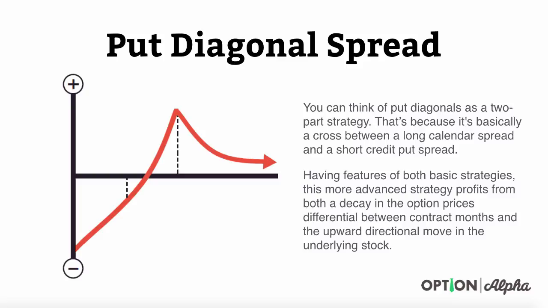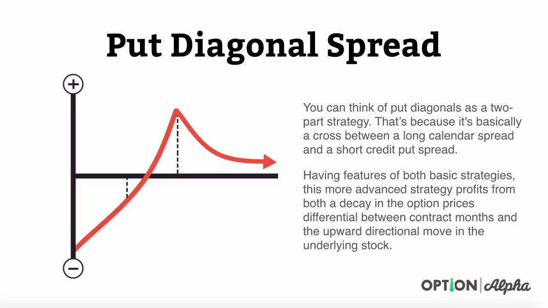And in today's video, I want to talk about a put diagonal spread, a strategy that you can use in bullish directional trades in low volatility environments. So you can think of a put diagonal as basically a two-part strategy. That's because it's a cross between a long calendar spread and a short credit put spread.